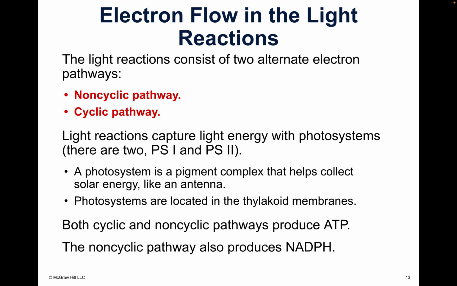So the light reactions consist of two alternate electron pathways, non-cyclic and cyclic. So light reactions capture light energy with photosystems. So that's photosystem 1 and photosystem 2. And a photosystem is a pigment complex that helps collect solar energy, kind of like an antenna. So it's a photosystem, it's hanging out, let me get that pigment. So these are inside of the thylakoids. The thylakoids are inside of the chloroplasts. So you should be able to start seeing how all this comes together. So both cyclic and non-cyclic pathways produce ATP, they produce energy, but the non-cyclic pathway also produces NADPH, where the cyclic does not.